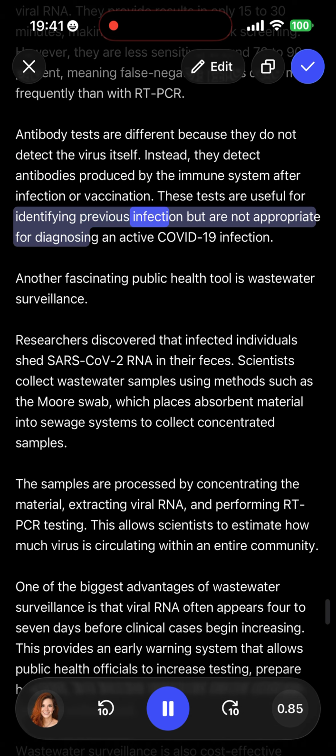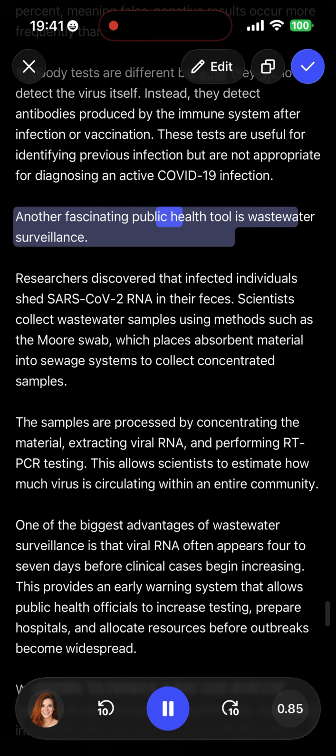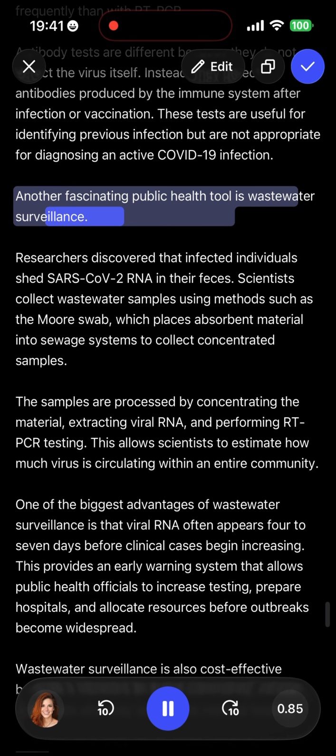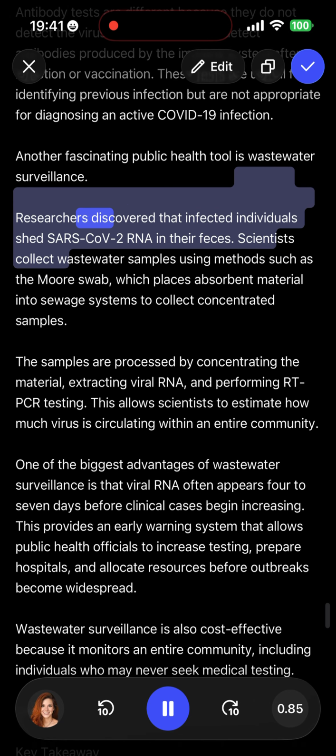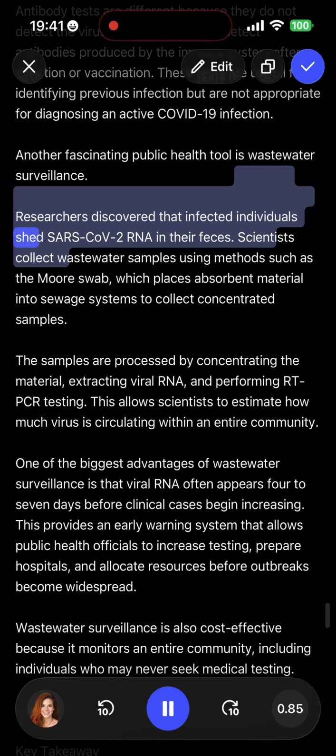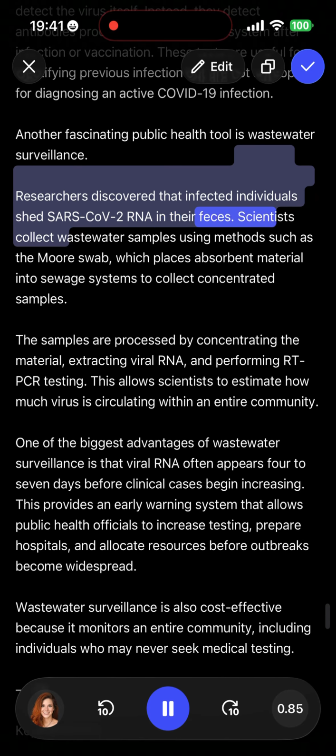Another fascinating public health tool is wastewater surveillance. Researchers discovered that infected individuals shed SARS-CoV-2 RNA in their feces. Scientists collect wastewater samples using methods such as the Moore swab, which places absorbent material into sewage systems to collect concentrated samples.